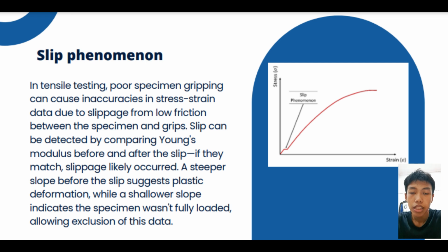So in tensile testing, there exists a phenomenon called the slip phenomenon, as can be seen on the screen. This occurs when the strain value increases without any increase in stress value. So this can occur due to low friction between the specimen and the grip, which makes the specimen slip from the gripper.